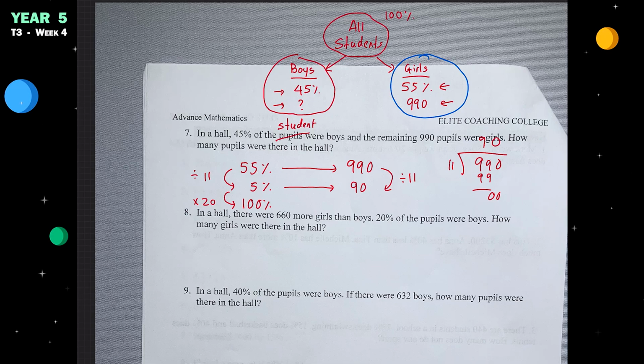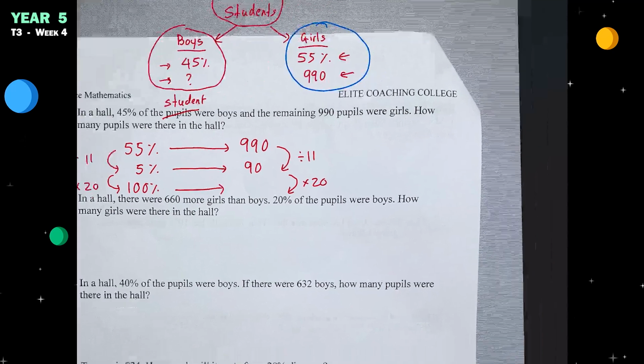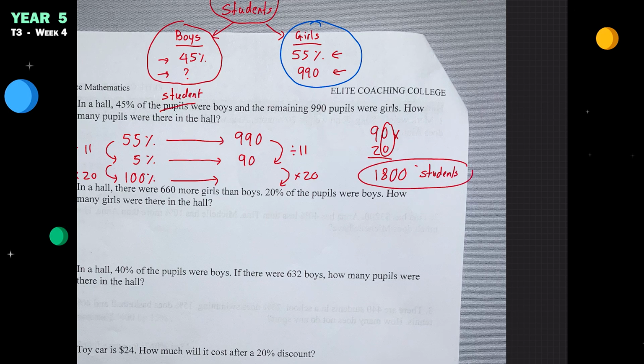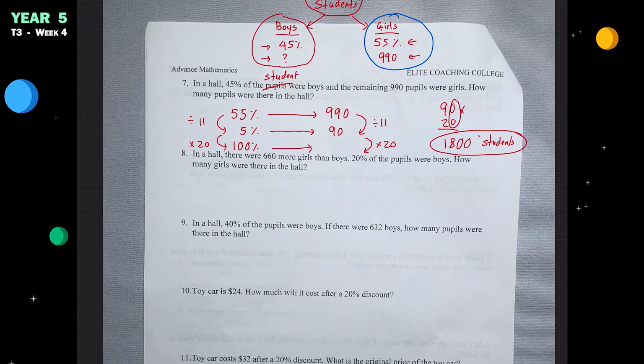And then to go to 100%, I must times it by 20. So now I do 90 times 20. And that should give me the answer. Okay, so 9 times 2, 18, and you got 2 zeros, 0, 0. Therefore, there were 1,800 students altogether. That's all the people in there. So 100% would be 1,800, and you're done.